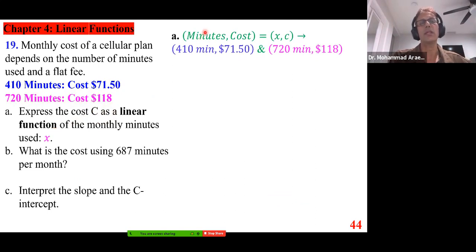We are representing it with minutes and cost, okay? For minutes, you can use any variable that they set, in this case x, or if it's not given, t is absolutely up to you, but x is given, so x and C. C is a function of x. Therefore, 410 minutes, 71.50, 720 minutes, 118.